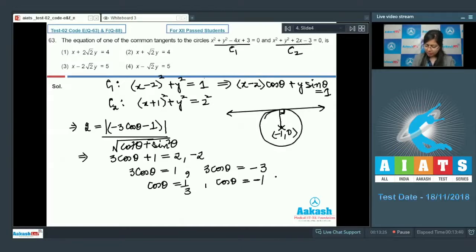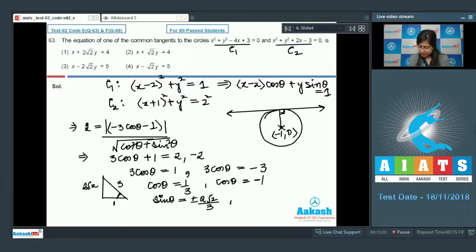Now for cos theta equal to 1 by 3, sin theta will be equal to, let us say this is the right triangle, 2 root 2, right? So sin theta will be equal to plus minus 2 root 2 upon 3. And from the other value we will get that sin theta is equal to 0. So these are the two values of cos theta and sin theta.